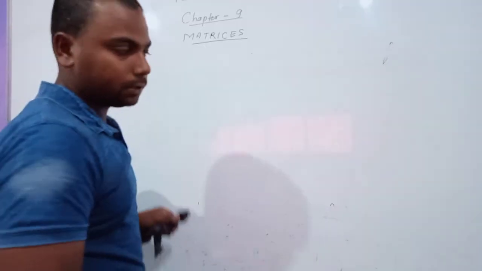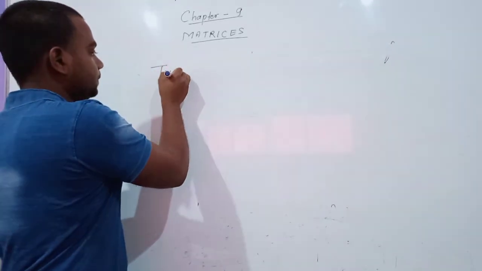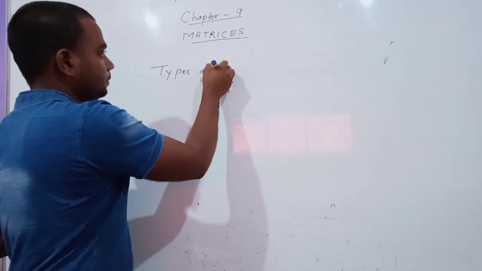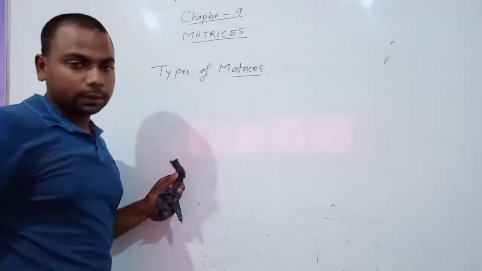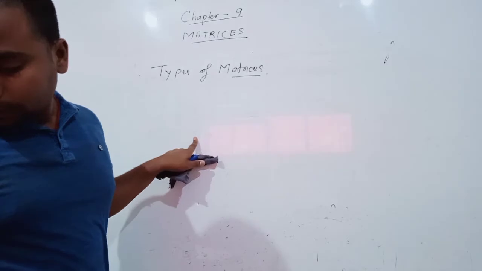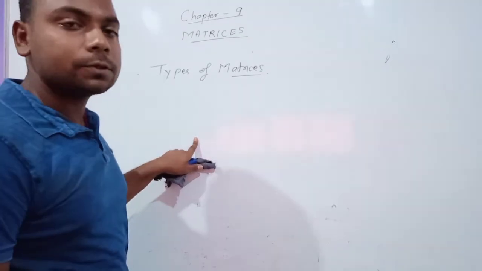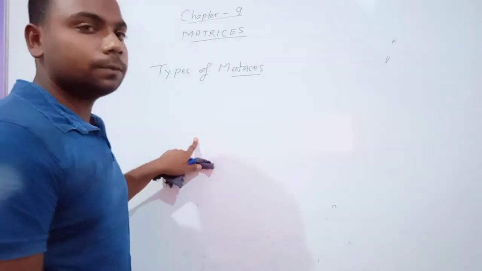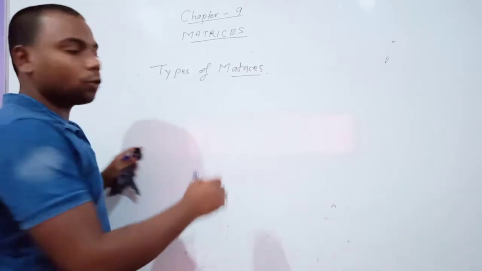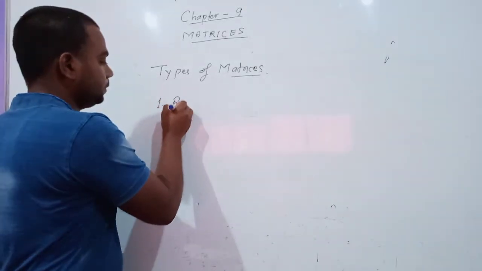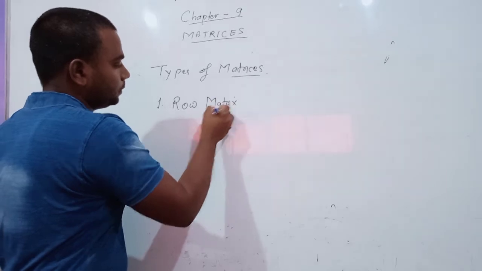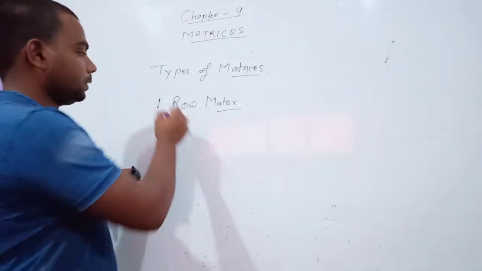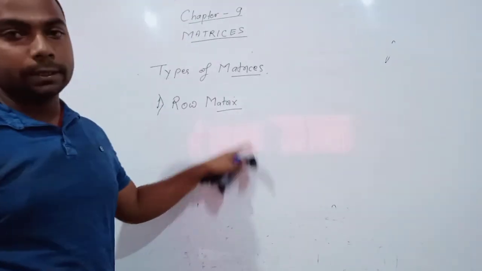First we will see the types of matrices. There are 7 types of matrices. First we will see the row matrix. Number 1 is the row matrix. What is this row matrix?